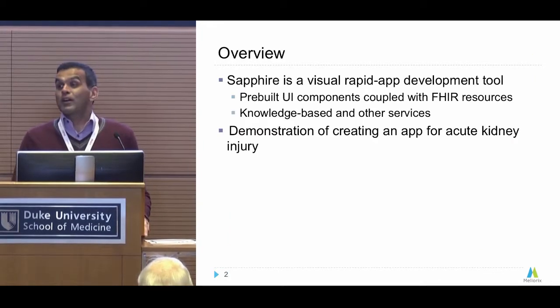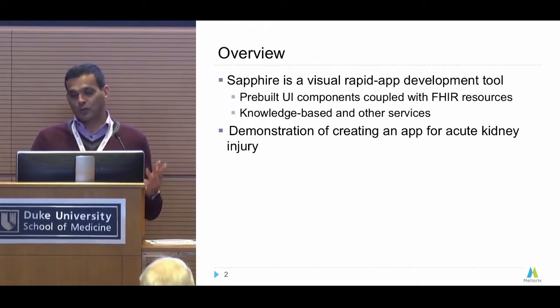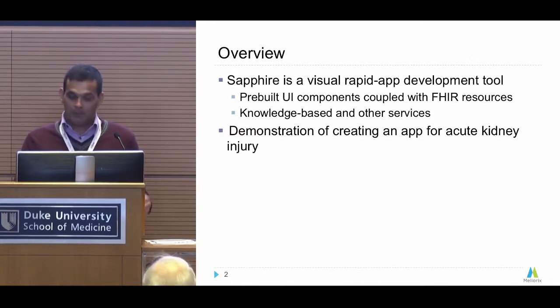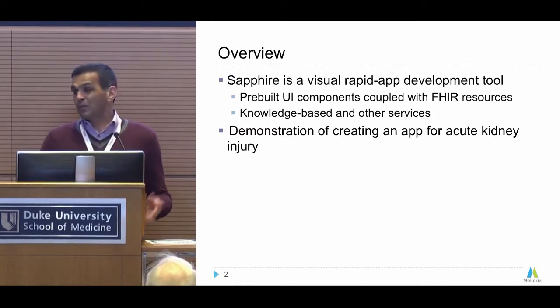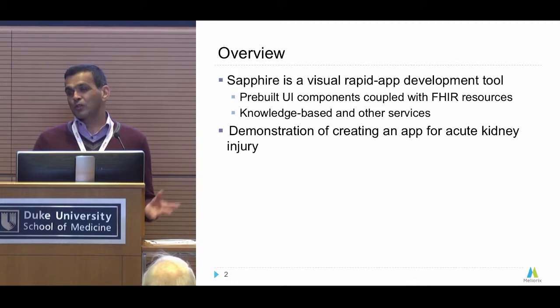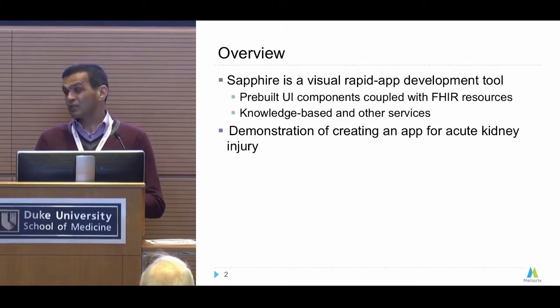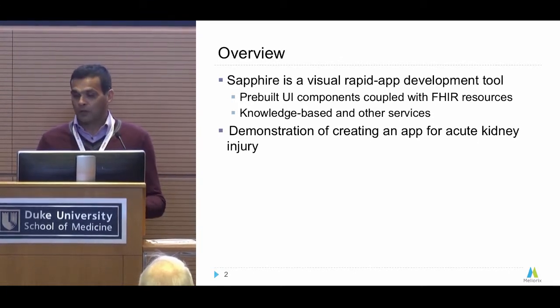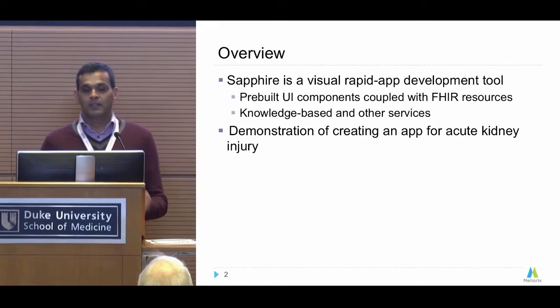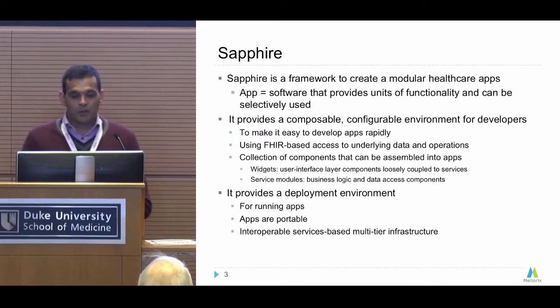So as I said, Sapphire is a visual toolkit for building apps very rapidly. The way we do it is we have a bunch of pre-built components, visual components and some service components. These visual components are coupled with FHIR resources. You can essentially drag and drop and build apps very quickly. What I'll do today is spend most of my time demonstrating this through an app I will build for acute kidney injury. But first, just a few slides to get started.